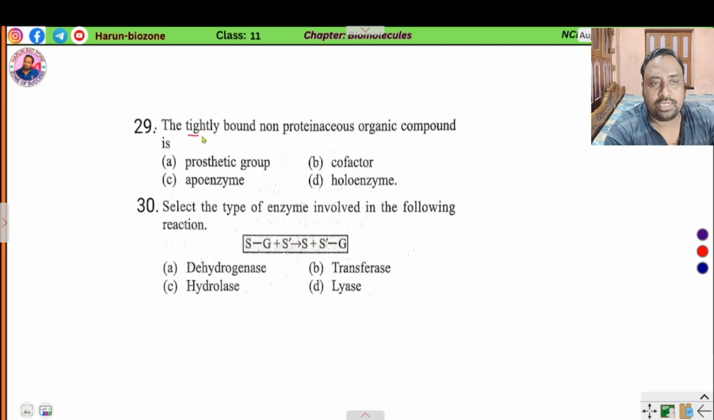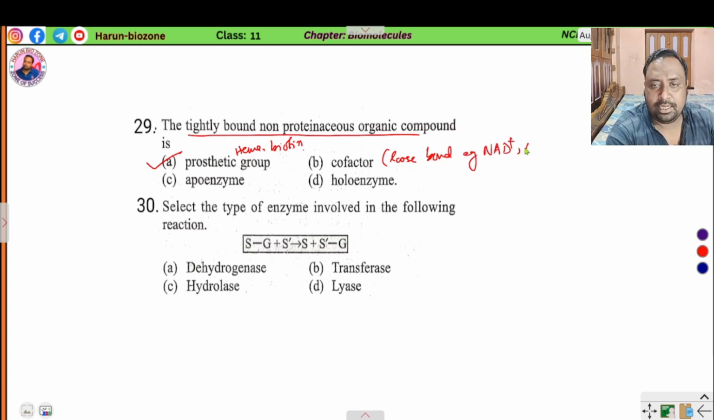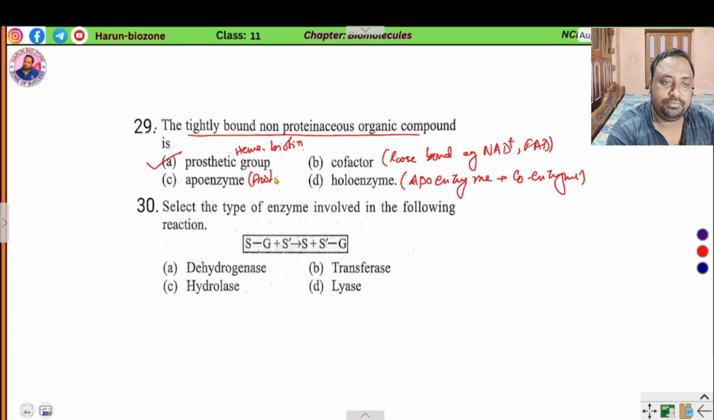29, the tightly bound non-proteinaceous organic compound is the prosthetic group, that is heme, biotin, and the loosely bound part, example NAD plus, FAD. Holoenzyme is apoenzyme plus coenzyme, meaning protein plus non-protein part, accumulatively called holoenzyme. Apoenzyme is the protein part of the enzyme. So the tightly bound part is the prosthetic group.